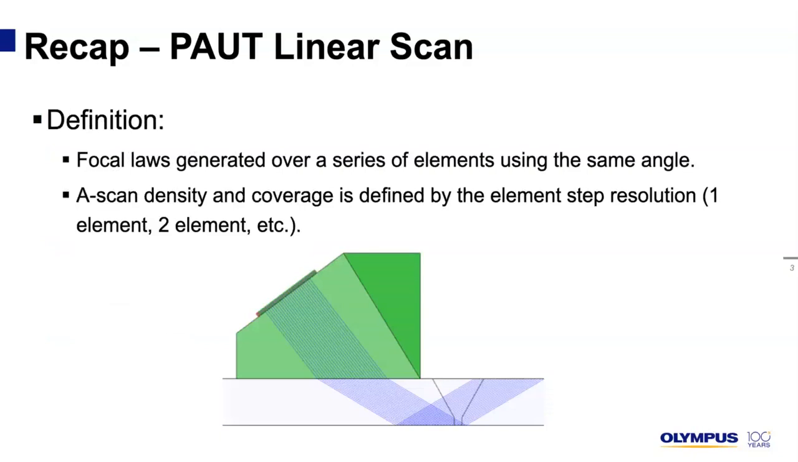So first of all, phased array linear scan. In a phased array linear scan, you have focal laws generated over a series of elements using the same angle, and the A-scan density and coverage is defined by the element step resolution. So one aperture generates one focal law, then we move on to a different aperture generating another focal law with the same angle altogether.